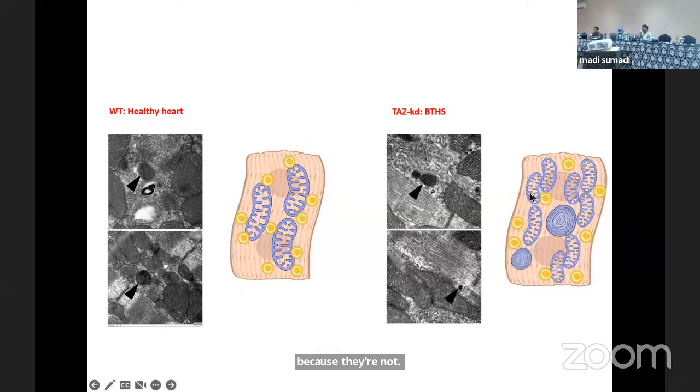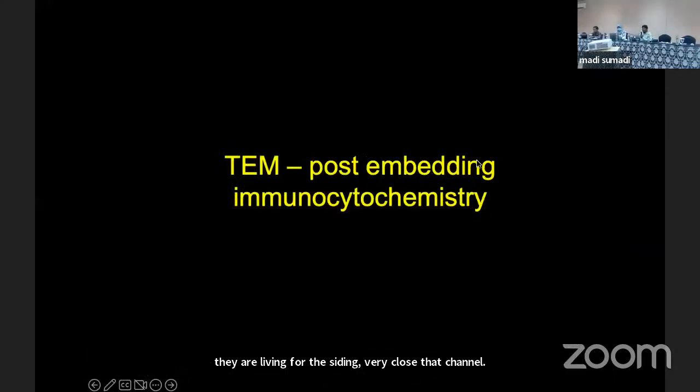And the job of the mitochondria has been taken over by the peroxisomes, because they are residing very close, less than 20 to 50 nanometers. That's the hypothesis. So it comes to the next one.